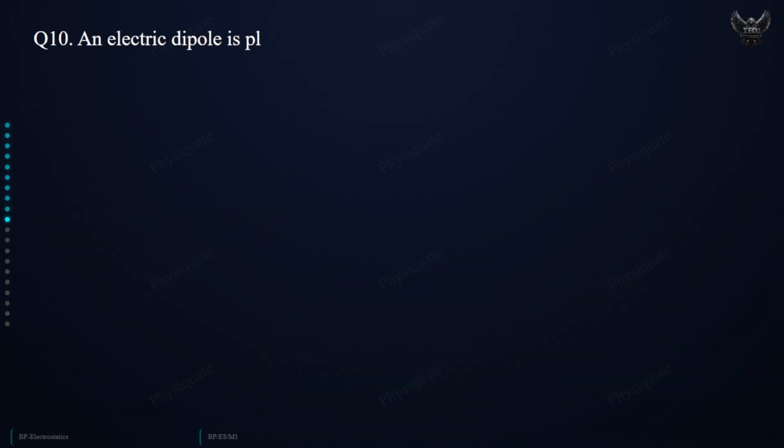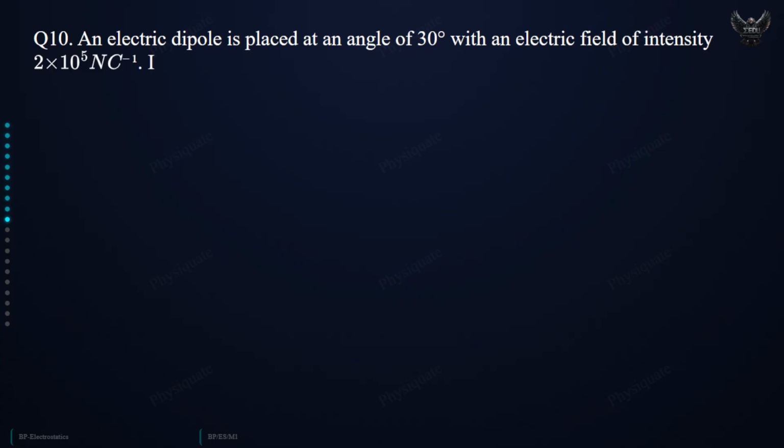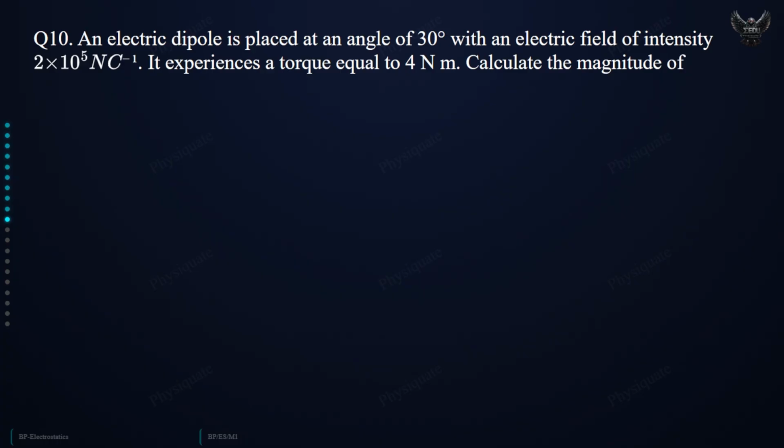Question 10. An electric dipole is placed at an angle of 30 degrees with an electric field of intensity 2 times 10 to the power 5 N C to the power minus 1. It experiences a torque equal to 4 N m. Calculate the magnitude of charge on the dipole, if the dipole length is 2 cm.